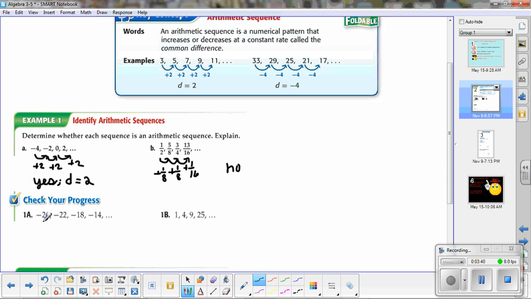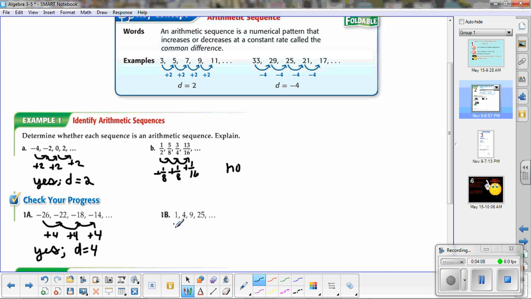To go from -26 to -22, it's increasing by 4. From -22 to -18, it's increasing by 4. And from -18 to -14, it's increasing by 4. So this one is yes, the common difference is 4.